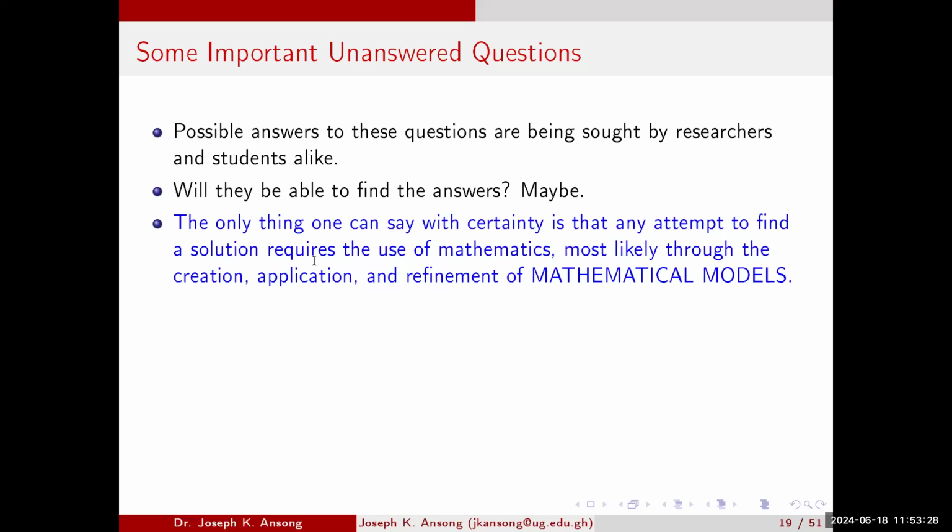So now possible answers to some of these questions are being sought by researchers and students in different parts of the world. The question is, will they be able to find answers? For some of them, maybe it's possible to get answers. But the only thing that one can say with certainty is that any attempt to find solutions will require the use of mathematics. You will need mathematics somehow to come up with some answers, most likely through some creation, application, and refinement of some kind of model.